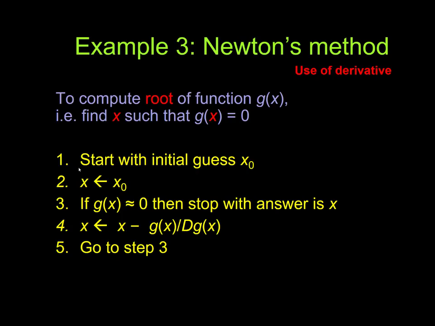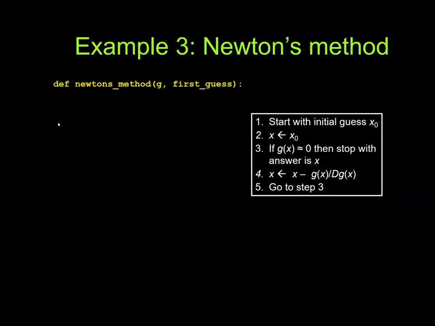Here is the method. If you have queries on this method, you may check it out on Wikipedia to know the details. Here are the steps. You start with a guess x0 to be the root, assign it to x, then you check if the function is indeed close to 0. If it is so, you can stop and report the answer as x. Otherwise, you assign a new value to x by taking x minus g(x) divided by the derivative of g at x. Then you go back to step 3. So this is the loop that iterates until we have an answer.